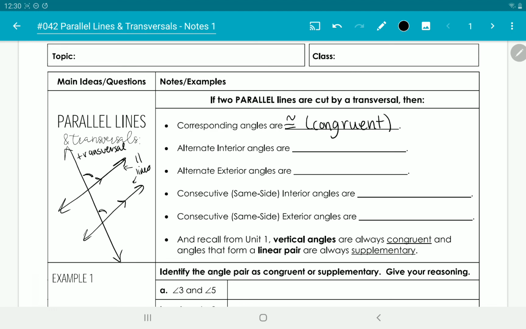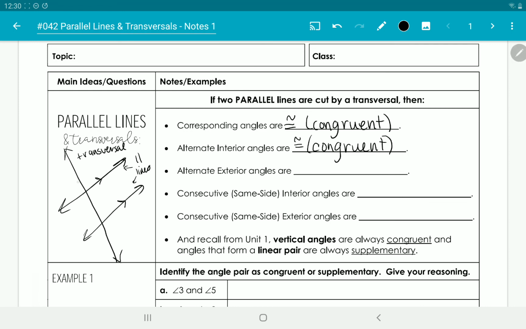Okay, I am going to erase those two things, put my transversal back. Alternate interior angles, so they're on the inside of the two parallel lines and they're on opposite sides of the transversal, so they look like this. Okay, those are also congruent. This sign just means congruent, and again I'm going to go and write it out so you know what it says. Okay, so anytime two parallel lines or more are intersected by a transversal like that, and you have alternate interior angles, they're going to be congruent or the same measure as one another.